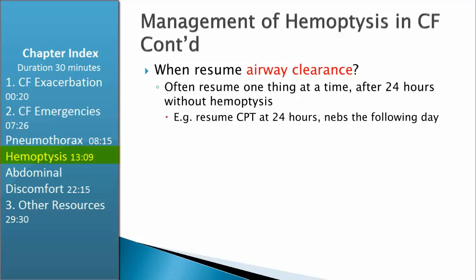You can really choose what you want to restart first and in what order, but generally if something has caused the patient to hemoptysize in the past, and they'll often tell you, oh, I think the hypertonic or the Pulmozyme is what really irritates me, then you might do that last. So we often will start chest PT first and then nebs the following day, one at a time, or each of those after a 12-hour interval.